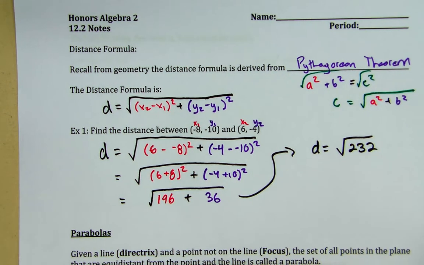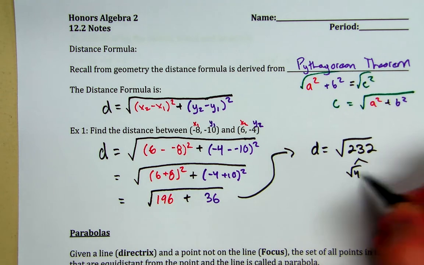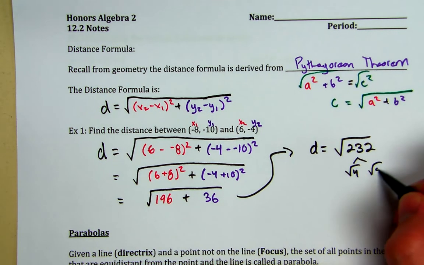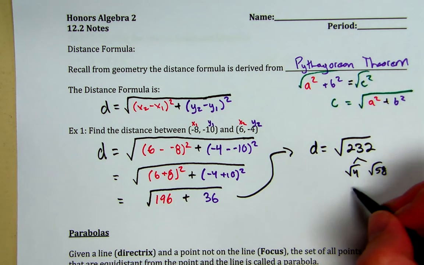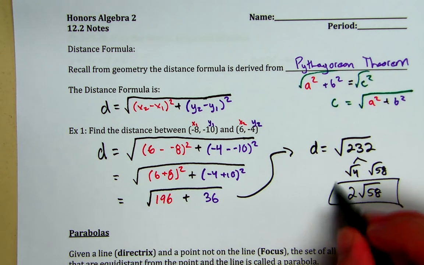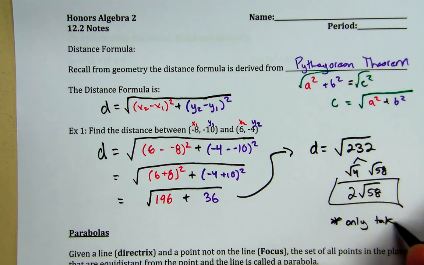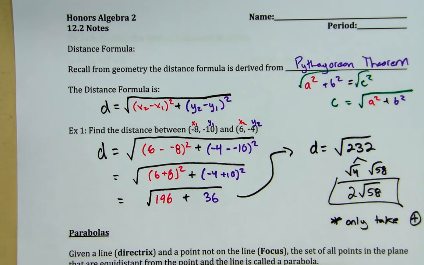And here's where you need to figure out how this breaks down. Well, lucky for you, Mr. Milliken's got your back. So root 4 times 58, you get 2 square root 58. And we're only going to take the positive. Why? Because distance can only be positive. We're not talking about negative distance.